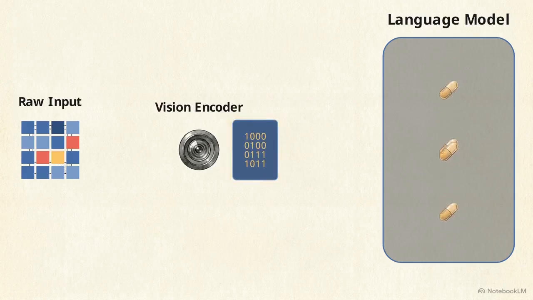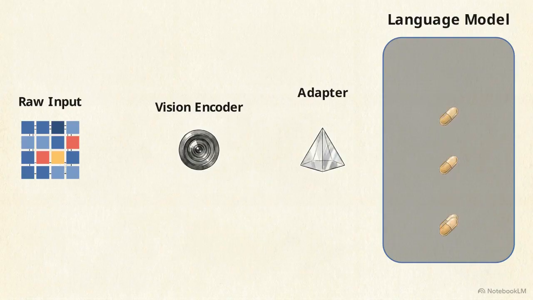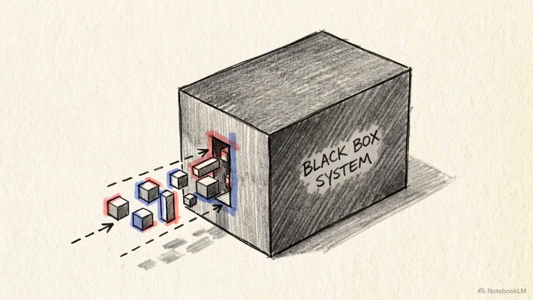Here we hit an architectural gap. The Vision Encoder's dense embeddings exist in a different dimensional space than the language model's text tokens. To bridge this gap, we introduce an adapter or projector layer. This layer acts as a translator, forcing the visual embeddings into a shape that fits directly into the language model's native space. The language model is blind. It only reasons over whatever visual translation the adapter successfully converts into text tokens.